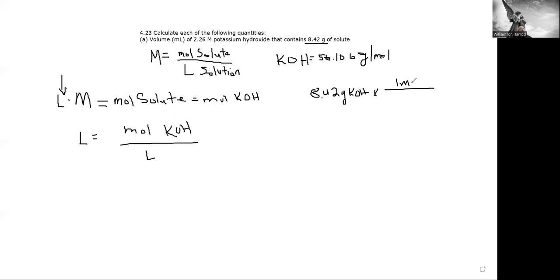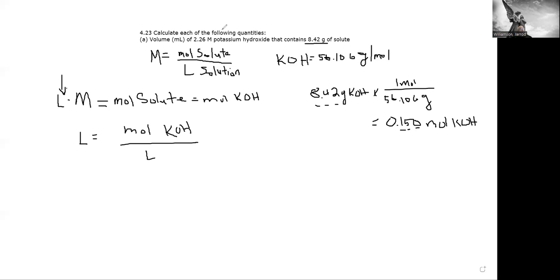1 mole of KOH is 56.106 grams. And I'm going to go here 8.42 divided by 56.106. And I'm going to get 0.150 moles of KOH. This is 1, 2, 3 sig figs.